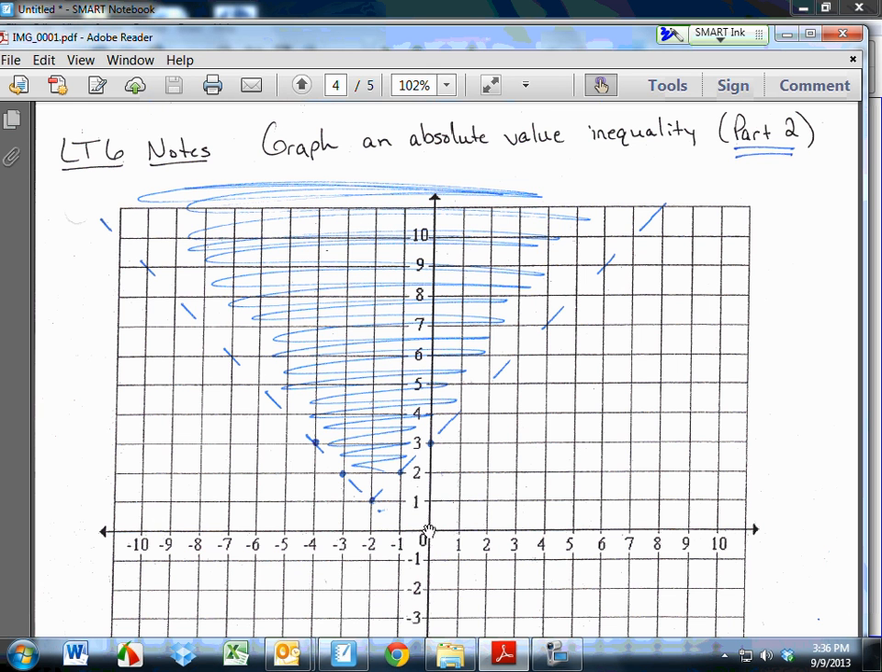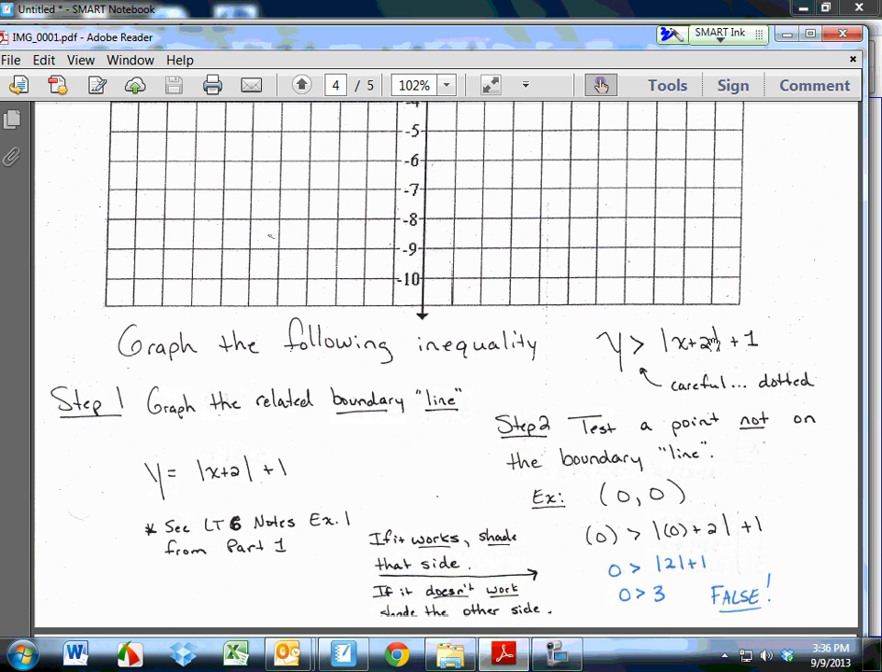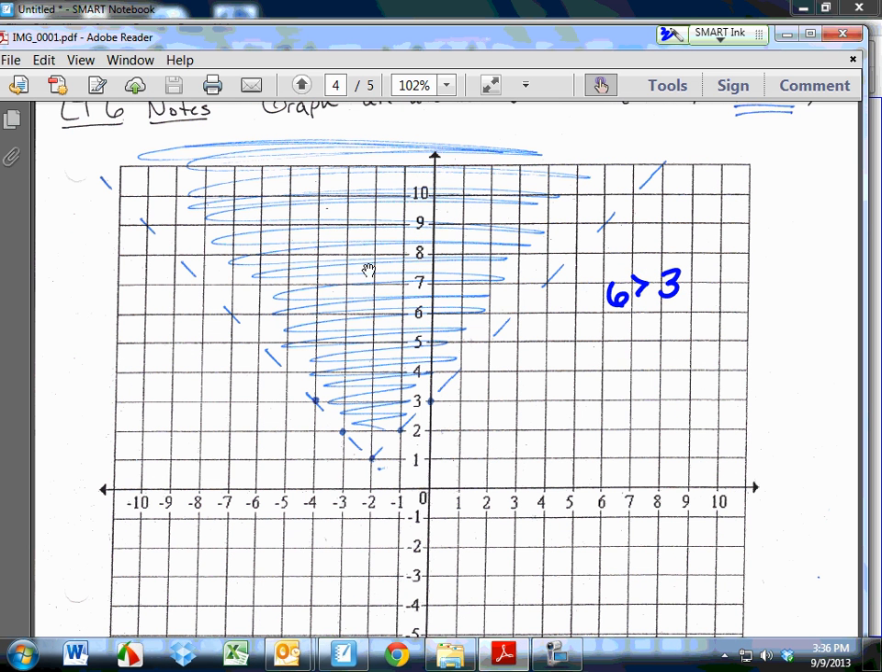So let's just test one real quick. (0, 6). (0, 6) is right here. It should work. Let's see. If you put a 0 for x, you get 2 plus 1. You get 3. And for the y, you get 6. I'm trying to do too much in my head here. 6 is greater than the absolute value of 0 plus 2, so absolute value of 2 is 2 plus 1. So 6 is greater than 3. I'll get this right eventually. And that's true, which means we shade to include the point (0, 6).